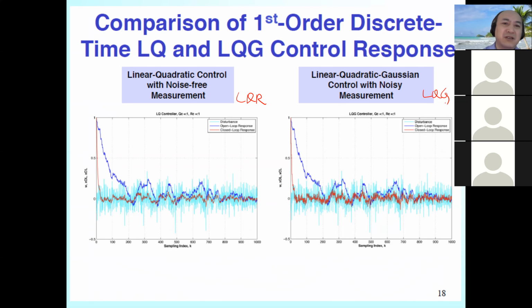So in this case, n is 0, so we don't have measurement noise. We only add state noise. WT is not 0. WT is also for disturbance. So this blue one is open loop. This red one is closed loop. After closing the loop, you can see the variation is smaller. So things are under control.